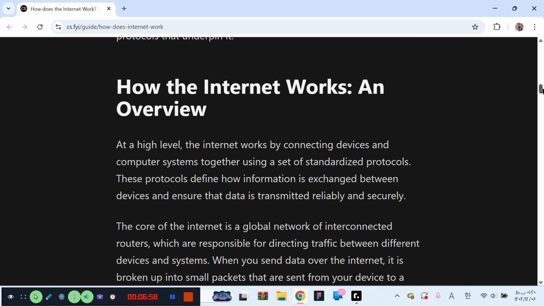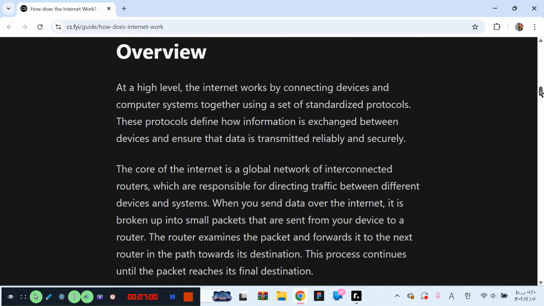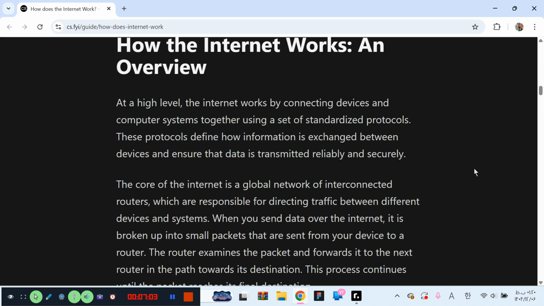So here we go. How the internet works: an overview. At a high level, the Internet works by connecting devices and computer systems together using a set of standardized protocols. It can be wired, it can be by Wi-Fi, or a wired internet connected to the server, then the device. Anyways, they are connected and they have some protocols.